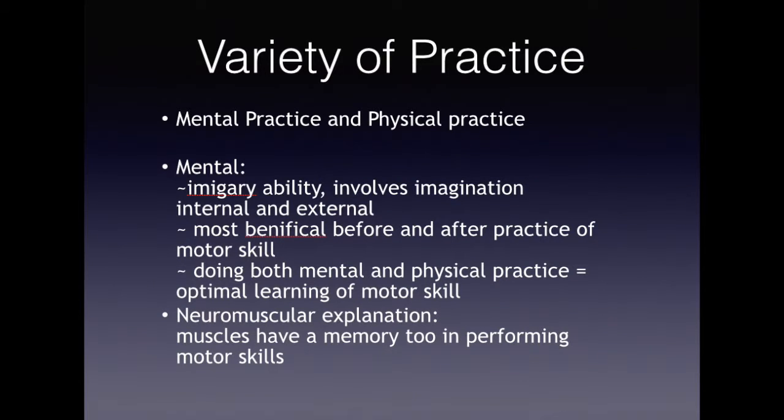Variety of practice is split into mental and physical. Mental is imagery ability, and it involves imagination, internal and external. External imagination demonstrates the observation of skill. Most are beneficial before and after practice of a motor skill. Both mental and physical practice is the optimal way of learning a motor skill. Neuromuscular explanation theory is that the muscles have a memory too in performing motor skills.